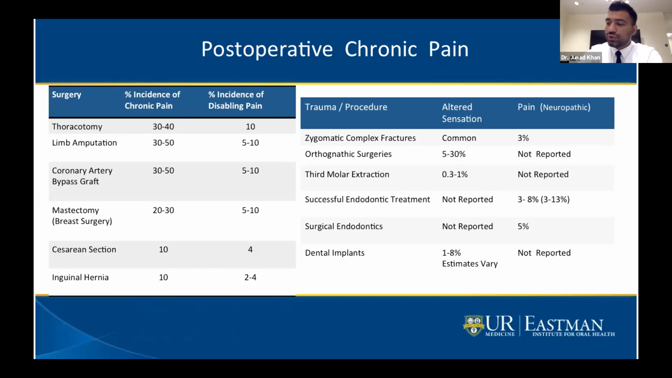Now, when we move to the trigeminal system, we look at some of the common procedures that we see in a hospital setting: zygomatic fractures, orthognathic surgeries, extractions, endo. We can see that the report in the literature is about altered sensation, and the range is anywhere from 5 to 30, in some cases 5 to 70%. So that range is so broad that it looks like everybody who's getting orthognathic surgery, the big chunk is going to get pain developed later on. But that's not true.